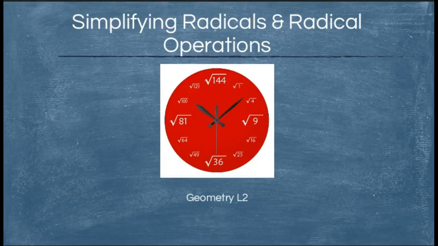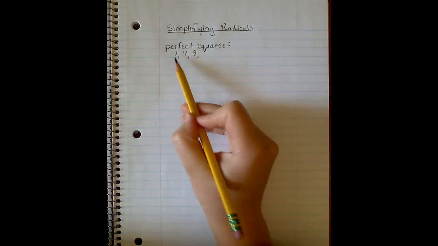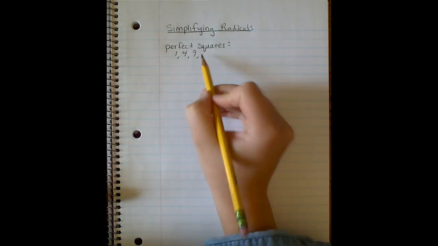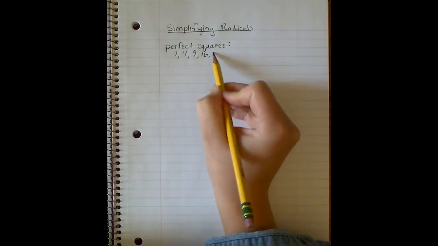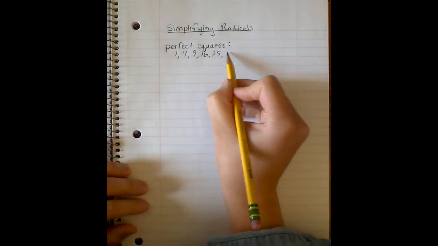Hey guys, this video is about simplifying radicals and radical operations. In order to understand how to simplify radicals, we want to first review all of our perfect squares. So that's any number squared to the second power. Like 1 squared is 1, 2 squared is 4, 3 squared is 9, 4 squared is 16, and etc. So go ahead and list out as many perfect squares as you can.